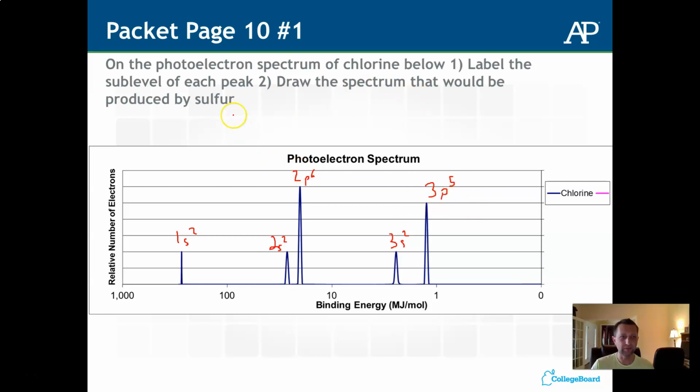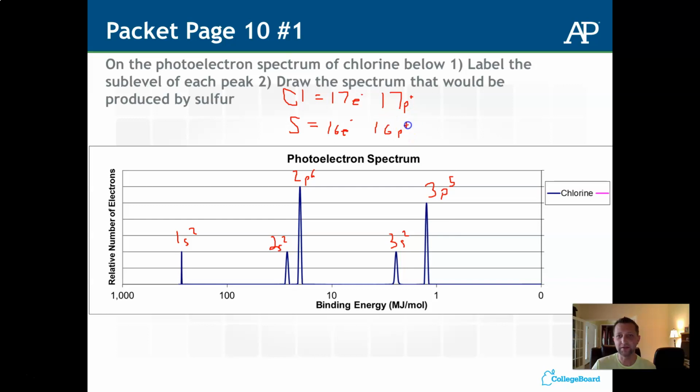It says draw the spectrum that would be produced by sulfur. So look at the periodic table. Chlorine has, so I'm going to write this here, chlorine has 17 electrons. All right, sulfur has 16. So most of it's going to look the same with the exception of the end, okay? Because sulfur is going to be 1s2, 2s2, 2p6, 3s2, 3p4, right? But something else we need to worry about here. Chlorine has 17 electrons, also has 17 protons, right? Well, same with sulfur. 16 electrons, 16 protons.